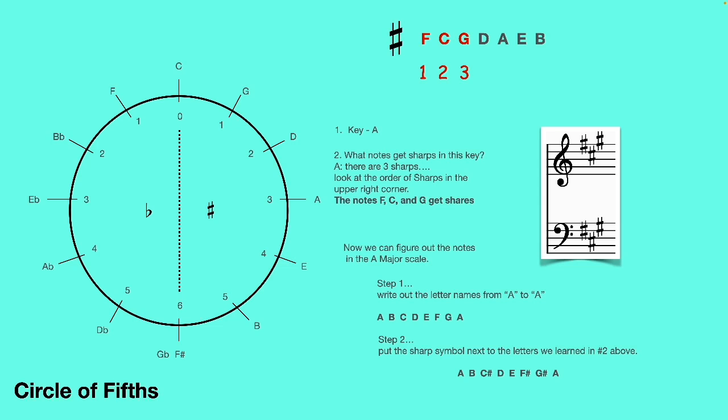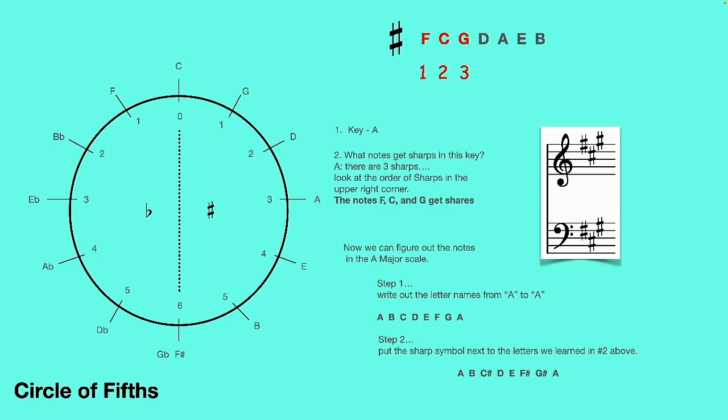Now, what notes get sharps in the key of A? Well, we said there are 3 sharps. So look at the order of sharps up there: F, C, G, D, A, E, B, and notice I've numbered 1, 2, 3. We take the first 3 letters, and those are the notes that get sharped in the key of A. So once again, let's write out our letters, A, B, C, D, E, F, G, A, and then apply the sharps to that scale.